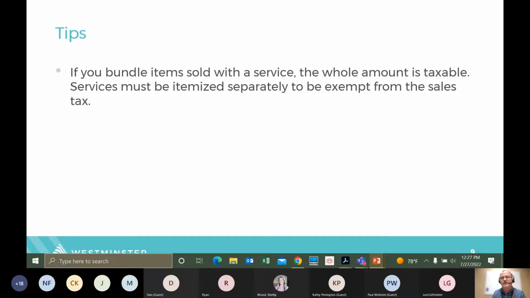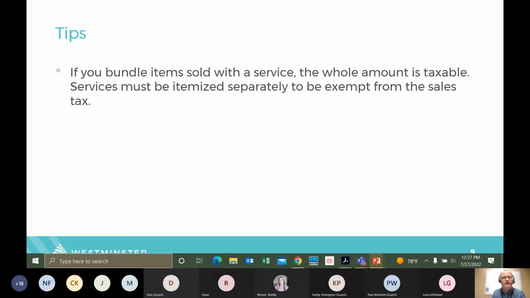Some of you will have sales of items and services. So for example, a plumbing company. If you bundle your services on your invoice for your customer, you have to charge sales tax on the total price. So that's a time when a service would end up being taxable. To avoid that, you need to list the service separately on your invoice from the materials, and then you only have to charge sales tax on the materials. Otherwise, you need to charge it on the bundled price.